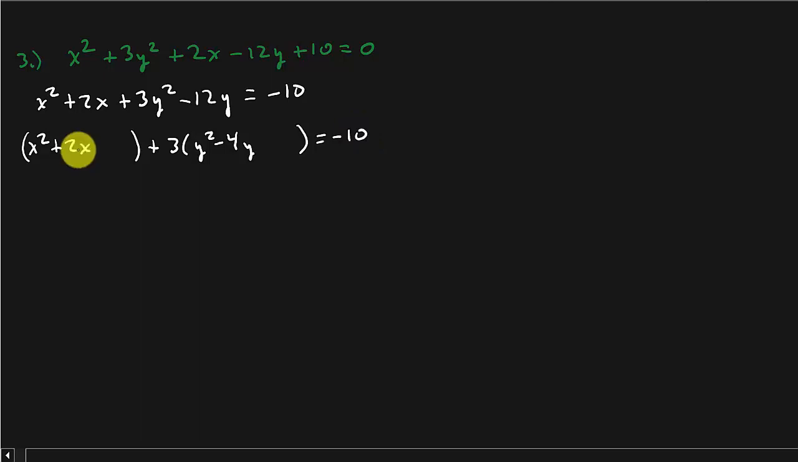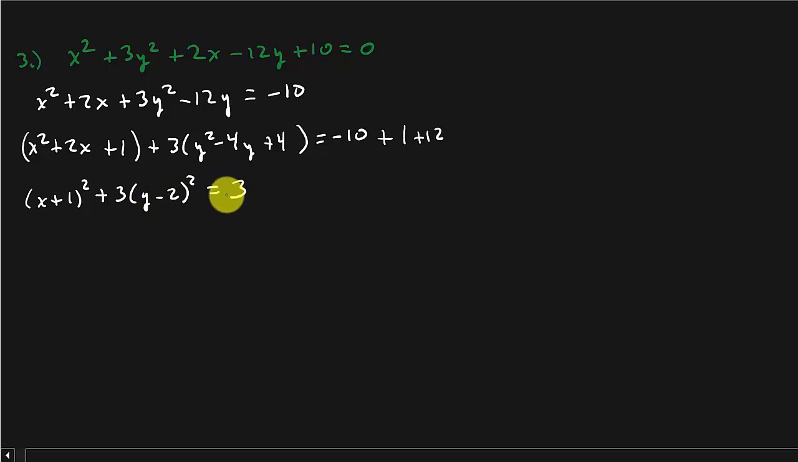All right, so I half the 2, that gives me a 1. 1 squared is 1, so plus 1, plus 1. And then I half the 4, that's 2. Square the 2, that's 4, so I'm adding 4. So remember, I'm adding 4 in here, but 3 times 4 is 12, so I have to add 12 there. And so that's going to give me what? x plus 1 squared plus 3 times y minus 2 squared equals 3.